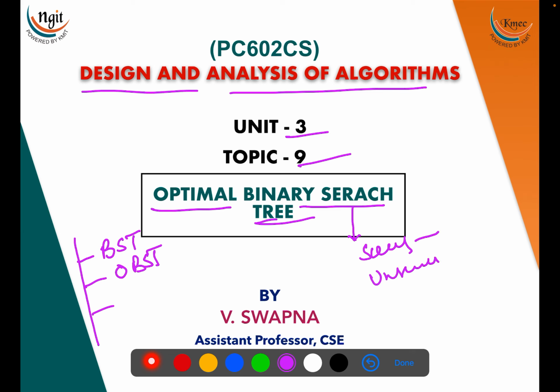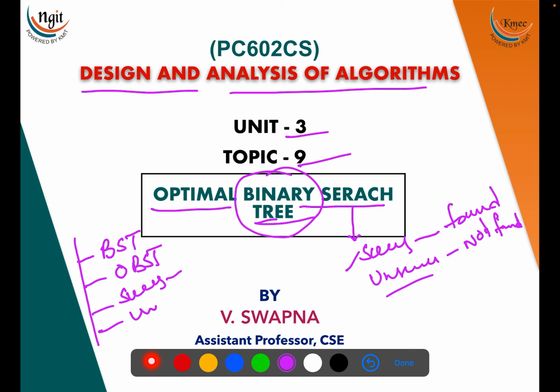What do you mean by successful case? The element I would like to search in the tree is found. So when the element is found, then it is successful. If you did not find the element you are looking for, then it is an unsuccessful search. So we'll get to know successful search comparisons, unsuccessful search comparisons, and we'll take an example.